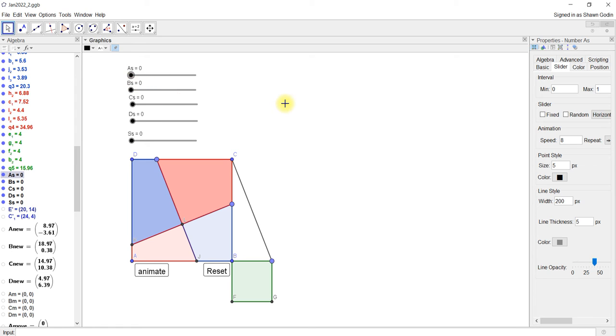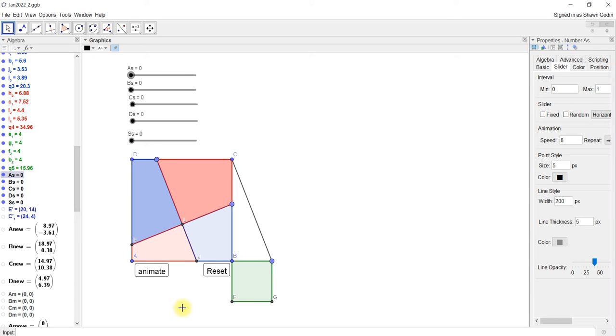Now, sort of an advanced thing that I do on this, I call them AS, BS, CS, DS, and SS. There's my A, B, C, D, so I think of my square over here as being A, B, C, D. This is the slider that controls the piece that will go into the A position, the B, the C, and the D. And the S is for the small square.